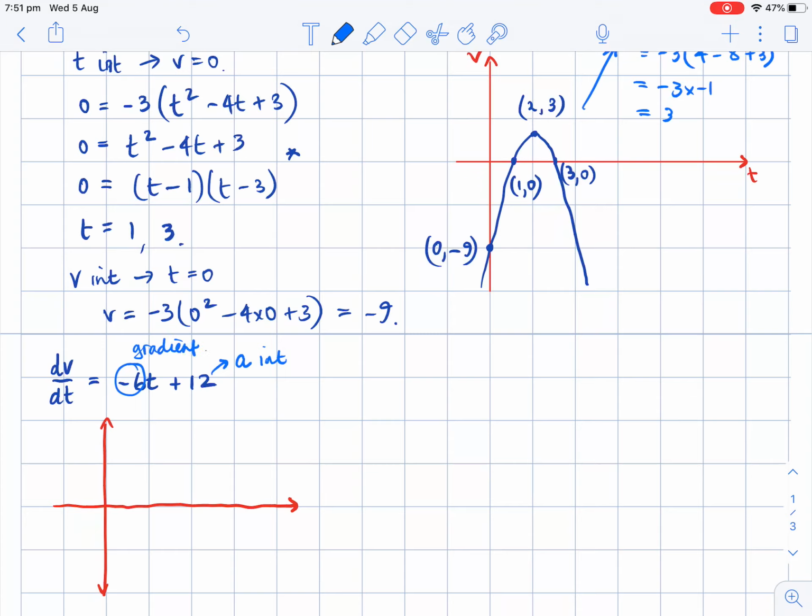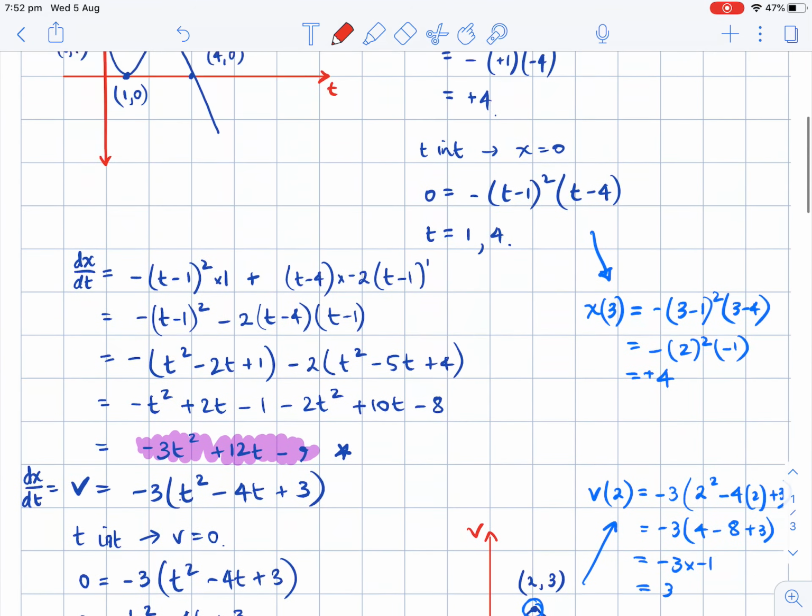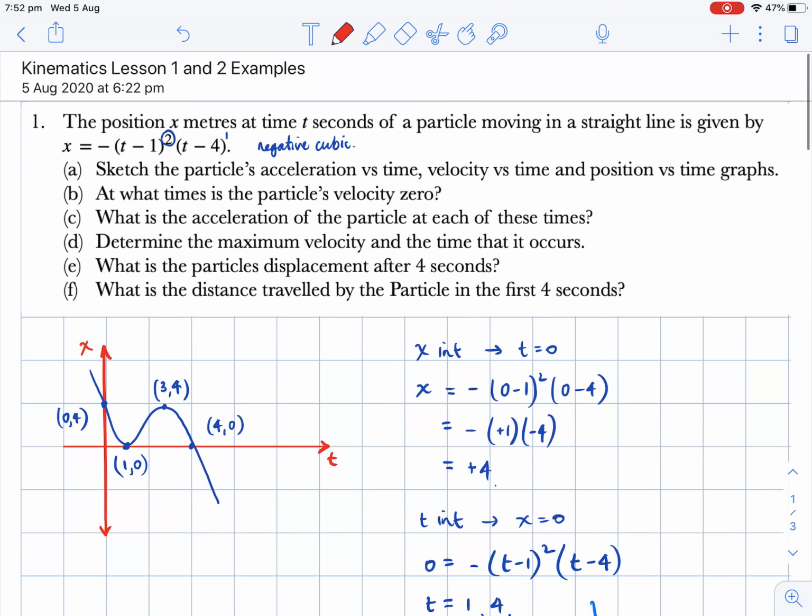And I know from my previous graph that the acceleration is 0 at this turning point for velocity, and that occurs at 2. So let's call that 2. Let's call this value 12, and here's my acceleration graph. And we probably should label the axes, so that's my acceleration axis, that's my time axis. Okay, now that took a long time, but we have all of our graphs and now all of our information to hopefully answer the other parts.